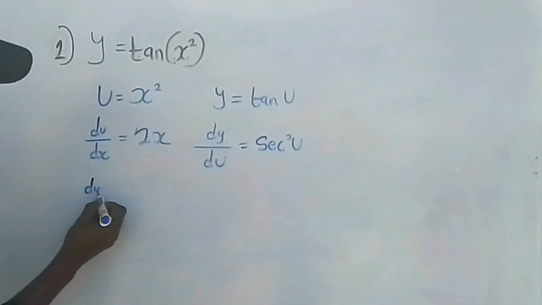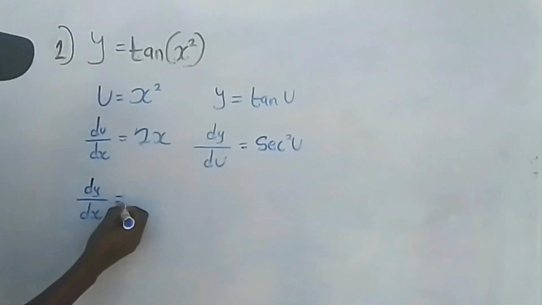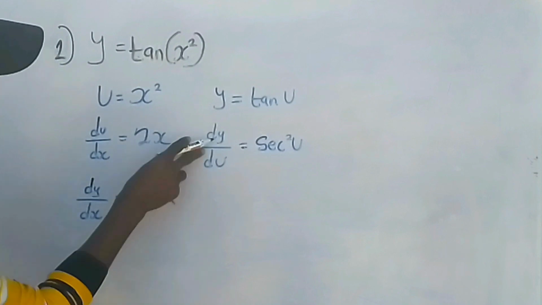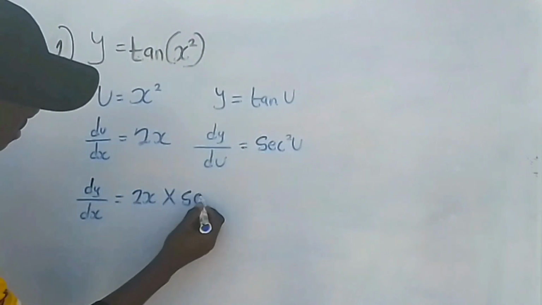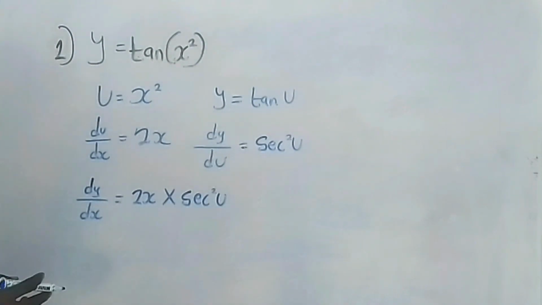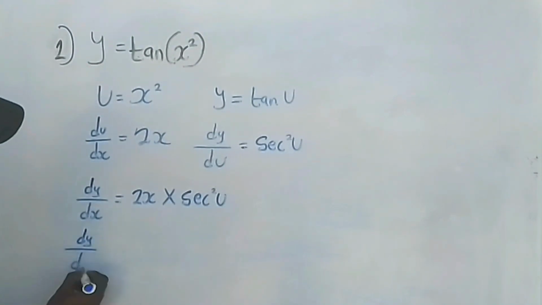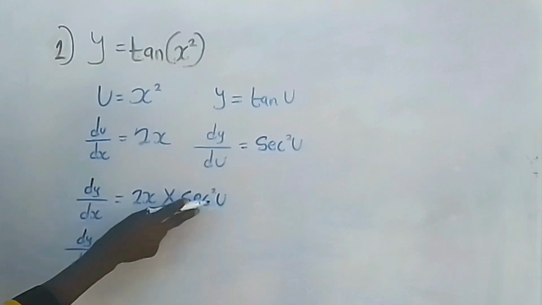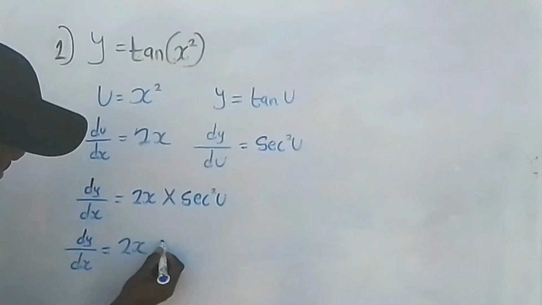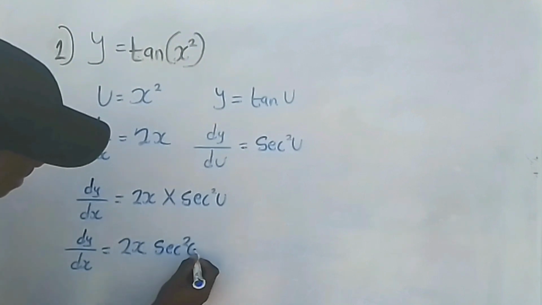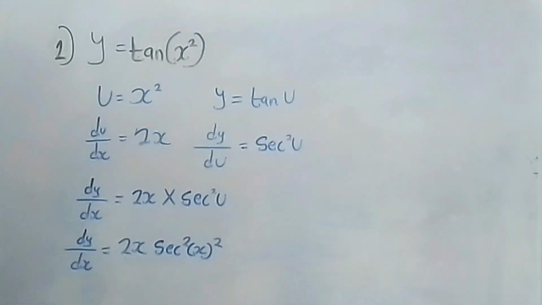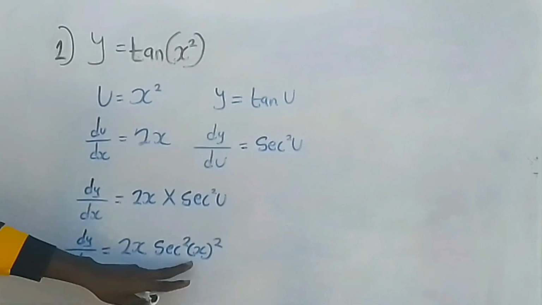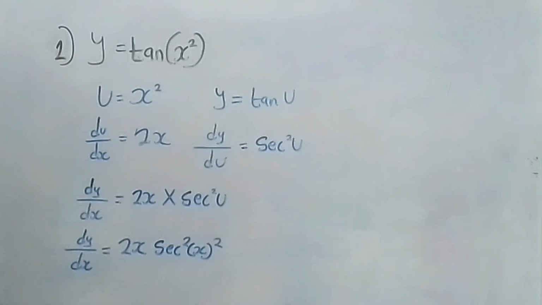Now the dy over dx is equals to the du over dx, which is 2x, multiplied by the dy over du, which is sec square u. So the dy over dx is equals to 2x sec square u. Don't forget that u is equals to x squared. So I'm going to have 2x sec square x squared. So the derivative of y is equals to tan x squared is 2x sec square x squared. Now let's proceed to the third question.